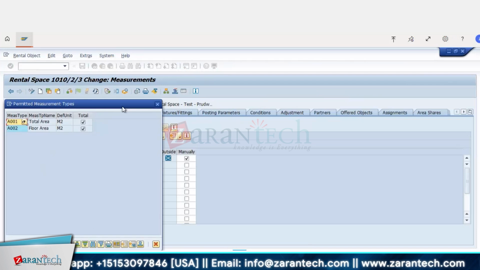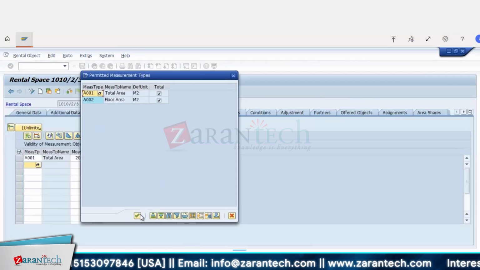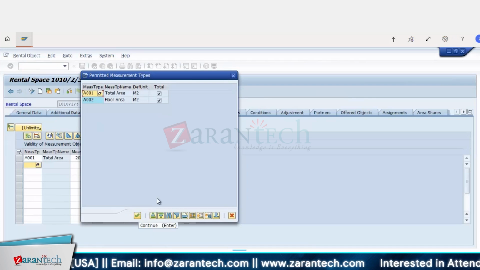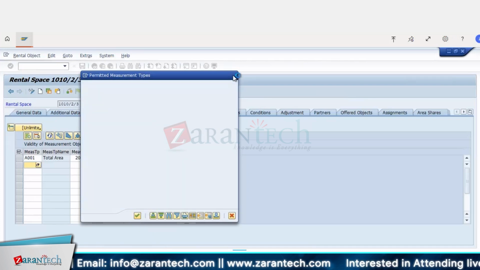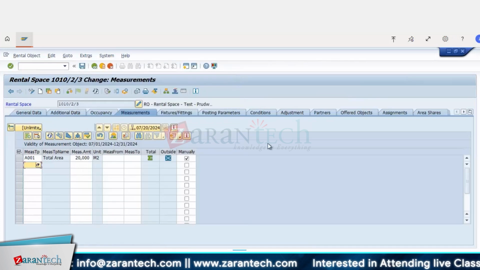First you need to add it in your pool space, but a rental unit is independent one. So if you go and try adding in your rental unit, then it is fine. You can directly add it. Rental unit is single entity, so no issues.